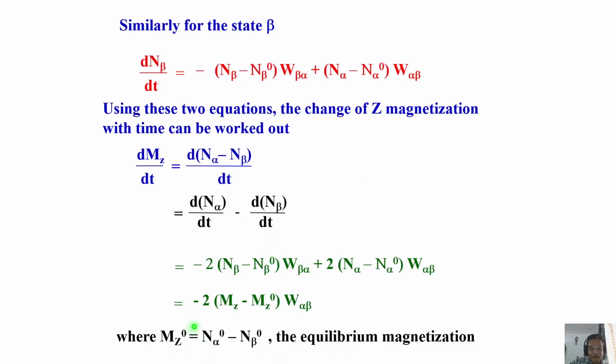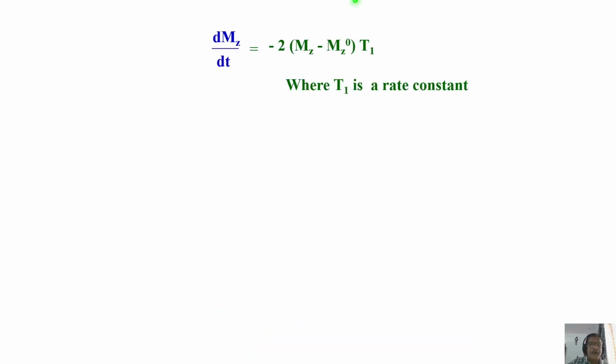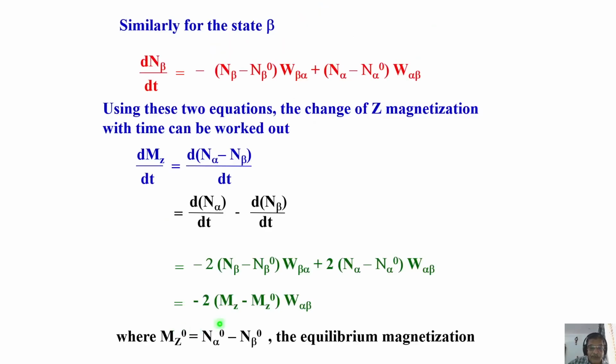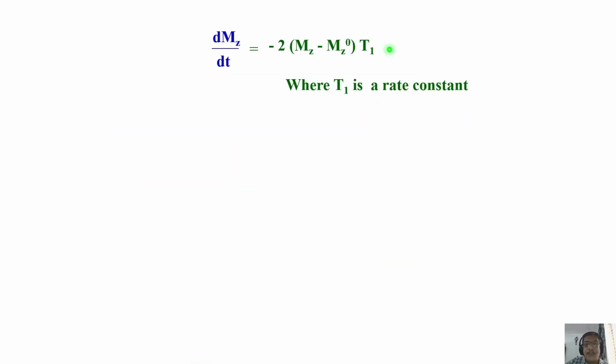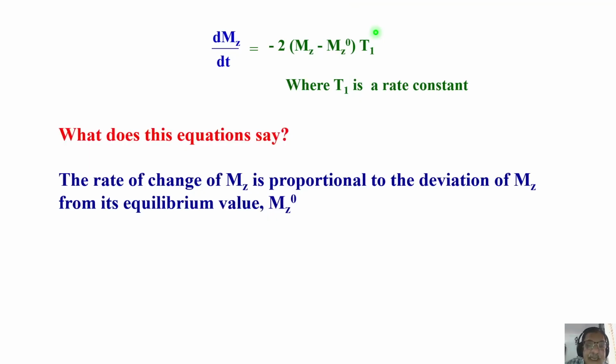Then you find that Mz 0 is equal to N alpha 0 minus N beta 0. This is the equilibrium magnetization. Understand? Equilibrium magnetization is N alpha 0 minus N beta 0, and the rate of change of Mz corresponds to this one. That is simple mathematics, you don't have to worry. Finally, you understand dMz by dt corresponds to this term, whereas this one is already defined as the equilibrium magnetization. What is T1 here? T1 is a rate constant. We have defined this as a new term called the rate constant.